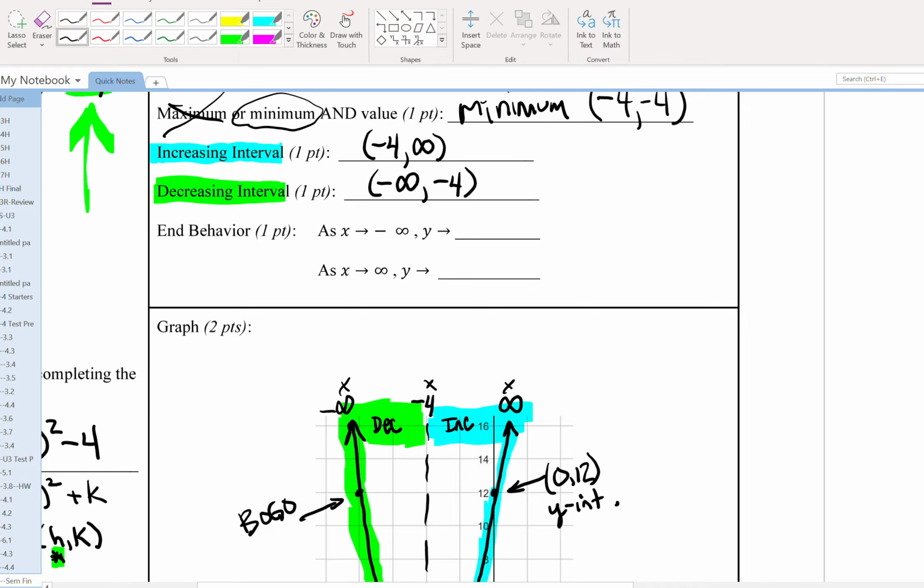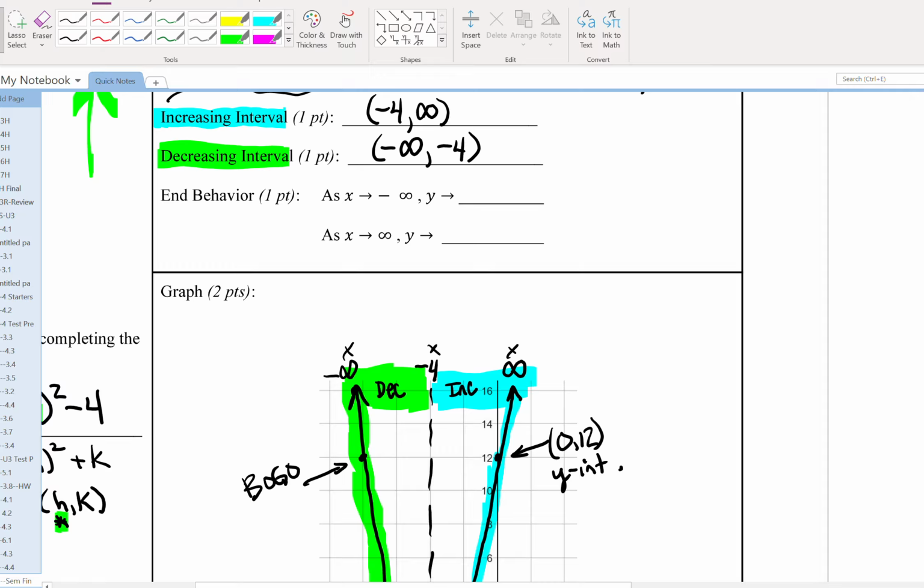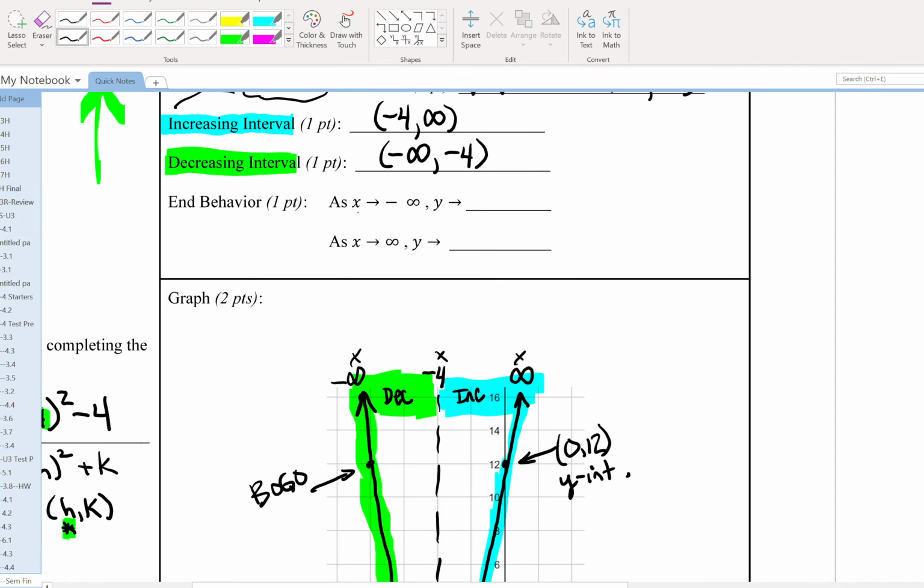Now, end behavior. There's two ends. There's a left and a right. As x approaches negative infinity, that just means, hey, what's happening on the left? And it prompts us to say, what's happening with y? What is y approaching? Well, on the left, it's going up. And so we would say y approaches positive infinity.